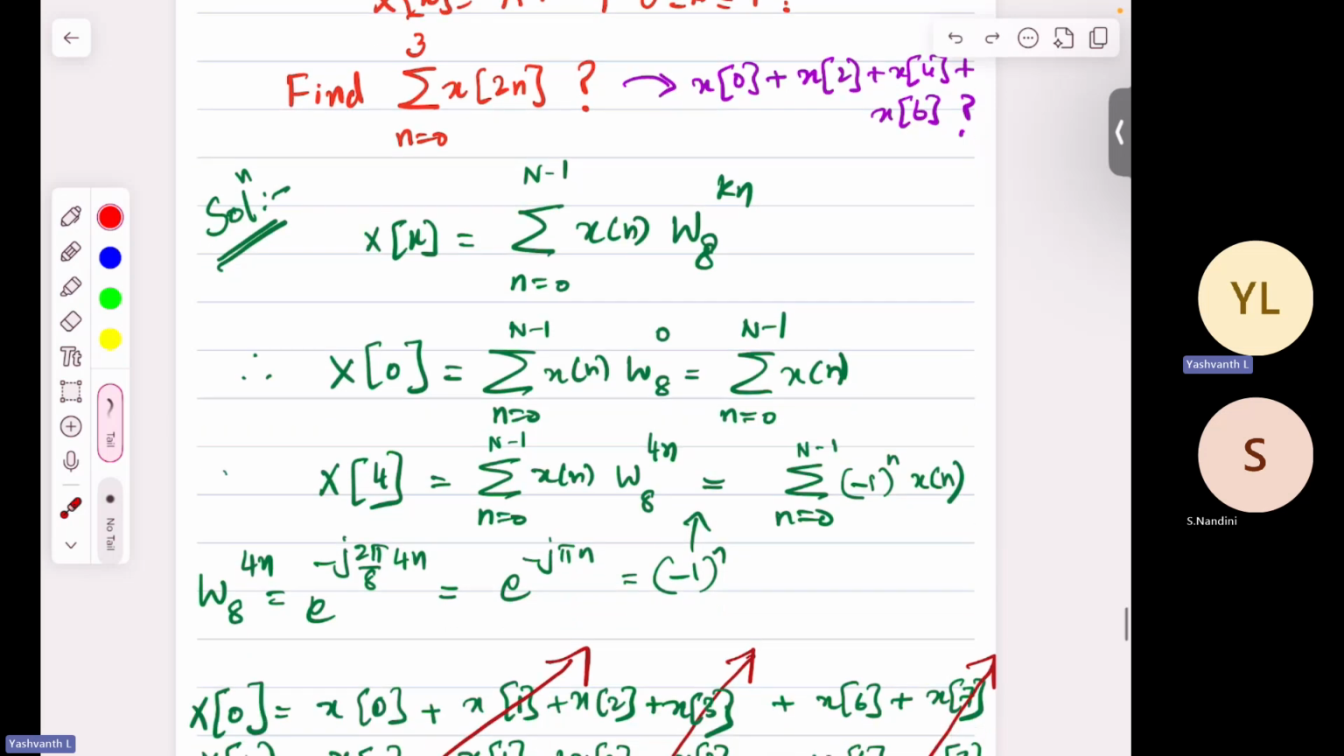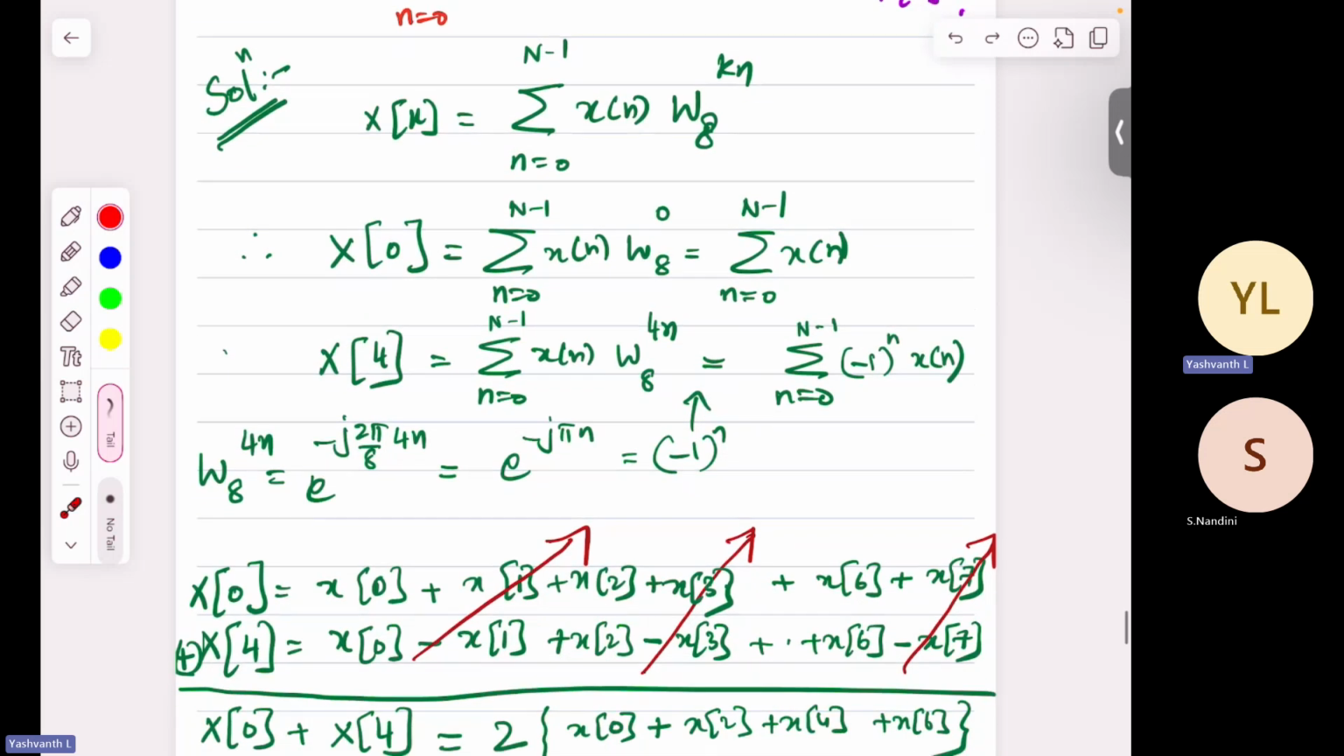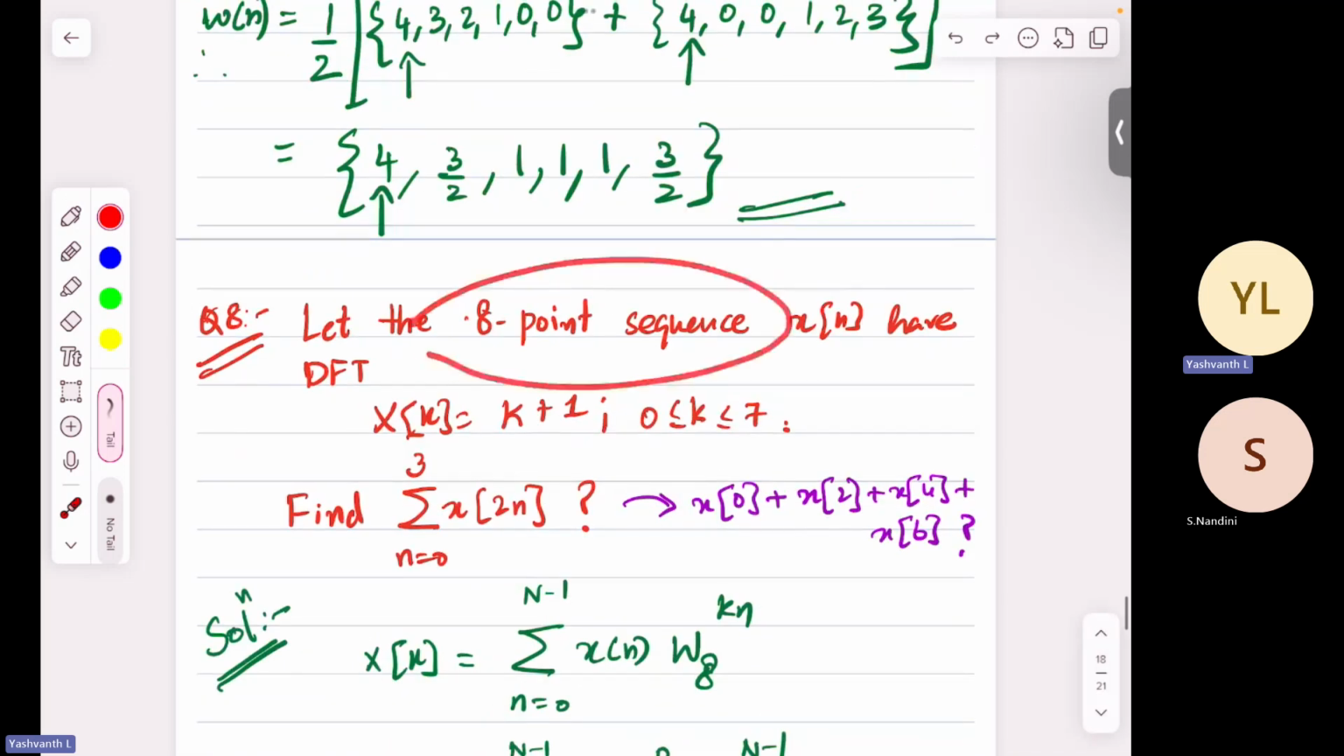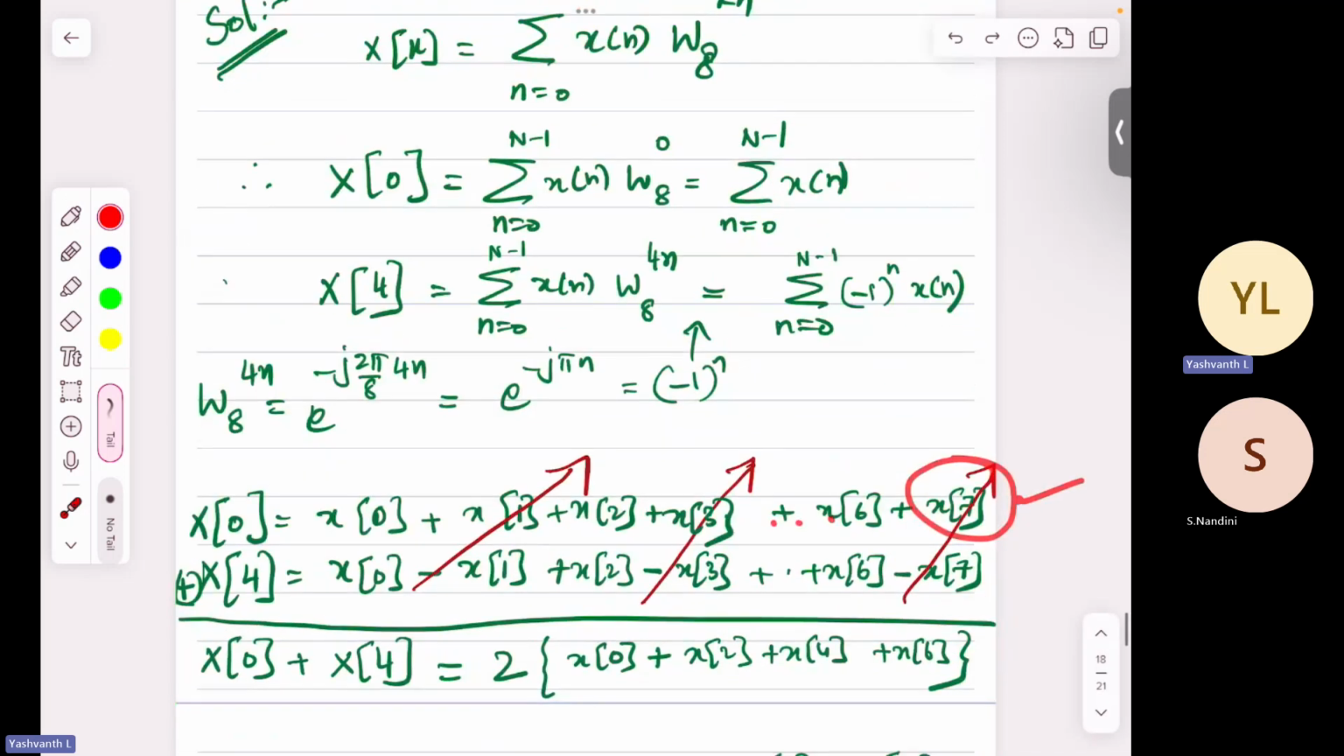Okay, great. These are the two key observations. So what is X of 0? Sum over all x of n. That is x of 0 plus x of 1 plus x of 2 plus x of 3 and so on till x of 7, because it's an 8-point DFT. You see, it's 8-point, so you'll have till x of 7.